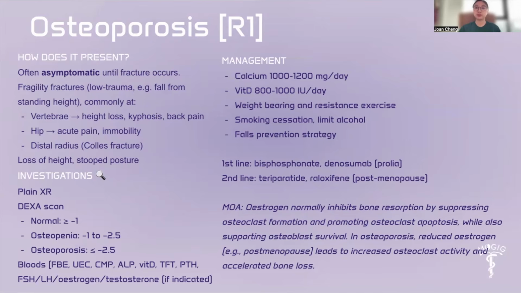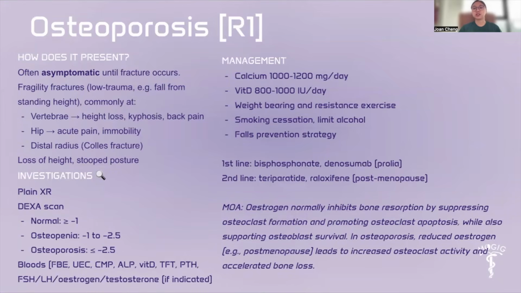Got your weight bearing and resistance exercise. So that's often what we're looking for in terms of a non-pharmacological therapy. Smoking cessation, limit alcohol intake, falls prevention strategy. And in terms of meds, we can go for bisphosphonates and denosumab, also known as Prolia. Those are the first line management for osteoporosis, and second line would be teriparatide and raloxifene.